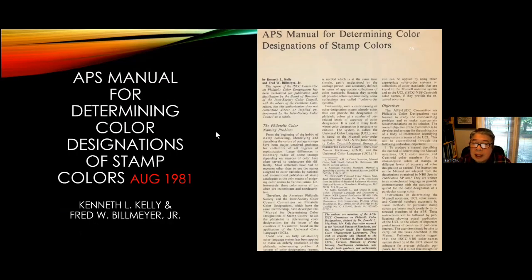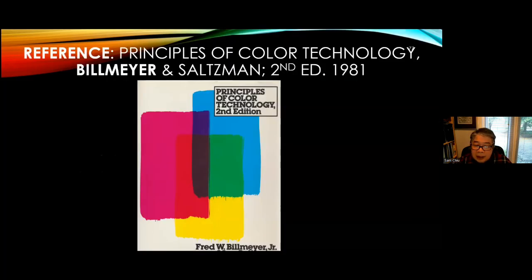So I actually got to know one of the authors, Fred Billmeyer Jr., because I was in the color business then, and I was talking to him. I was asking him for advice. This is one of his articles in the APS journal, August 1981. You could still get a copy of it in the library. So this is his way of presenting color. Now he is the major author, one of two authors of the textbook that we use when we get our diploma on color.